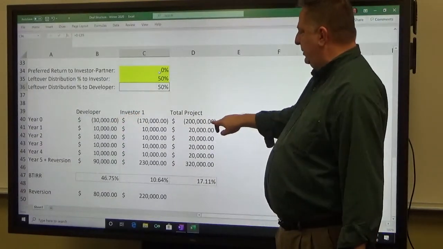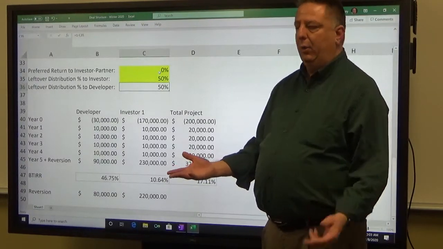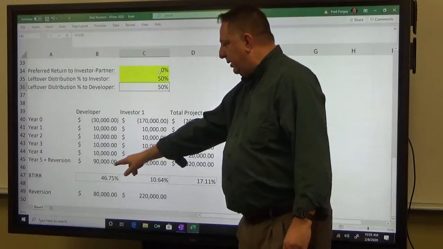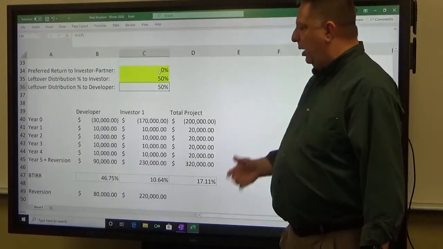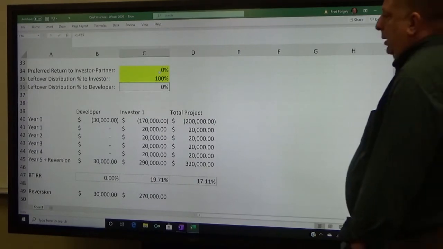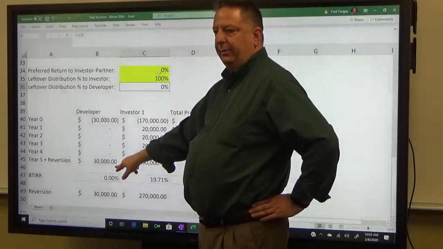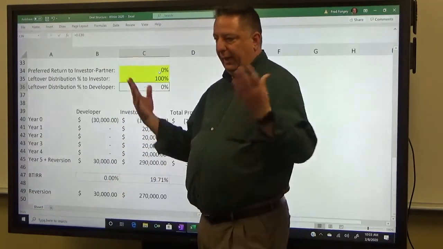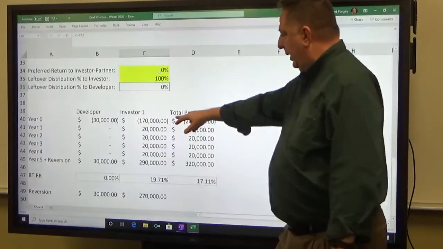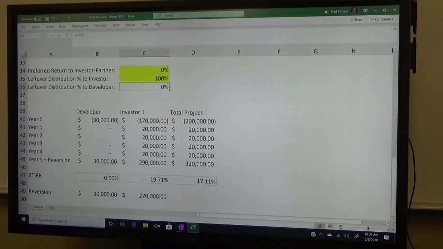Your initial contribution up here, that part has not changed. But what is changing is everything down below in terms of how the money is being distributed with respect to the operating cash flow. The reversion is staying the same, okay, because I think we're keeping that the same. All right, so let's just say we make this 100%, just for fun. All right, so if the investor gets to keep 100% of pretty much everything, the only thing that the developer gets to keep is their original $30,000 investment, okay? They get that back at the end of all of this. They don't make anything in terms of the rate of return because they're just getting back what they originally invested, okay? And the investor is getting everything, so they end up with a 19% rate of return, okay? Now, let's just say we do just the opposite.